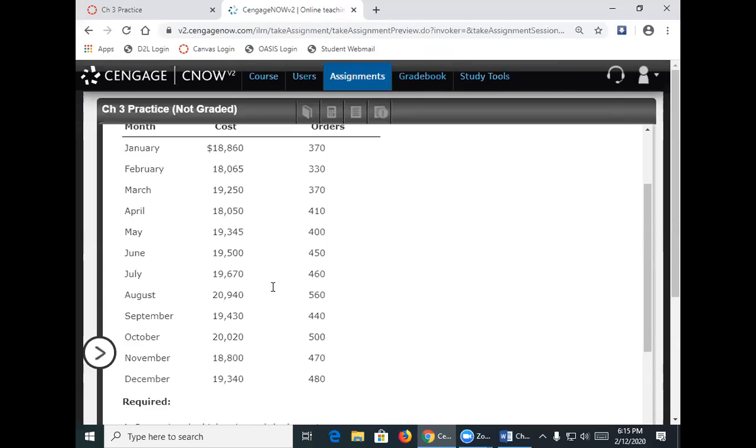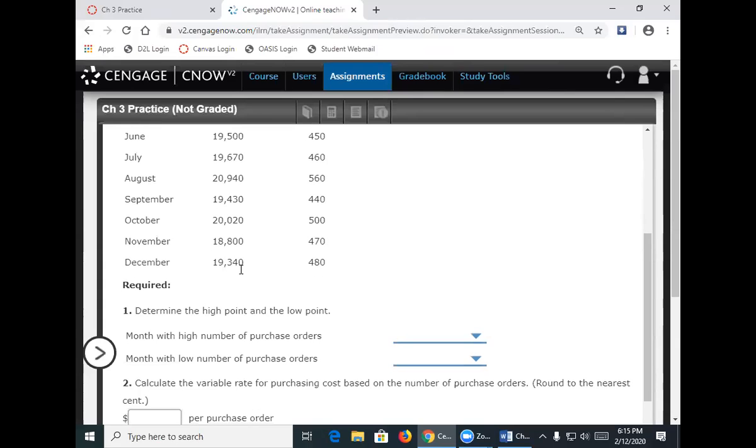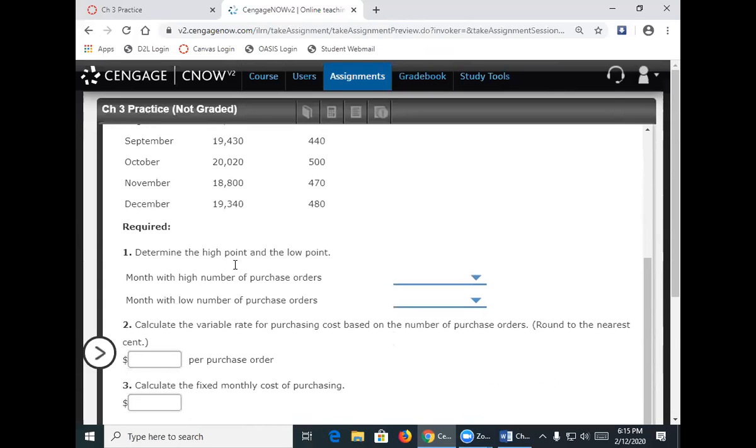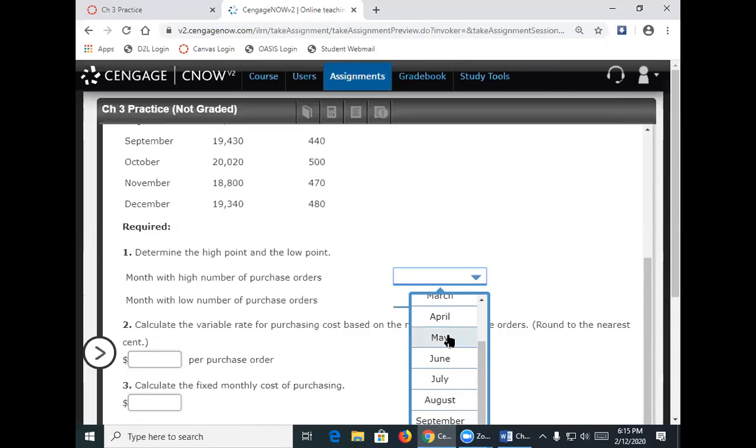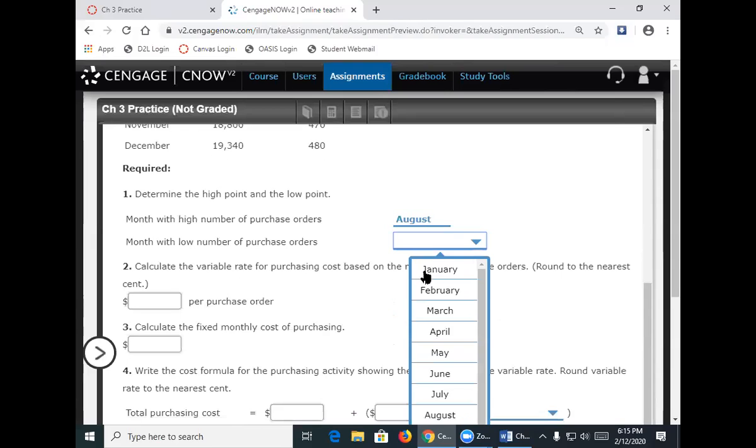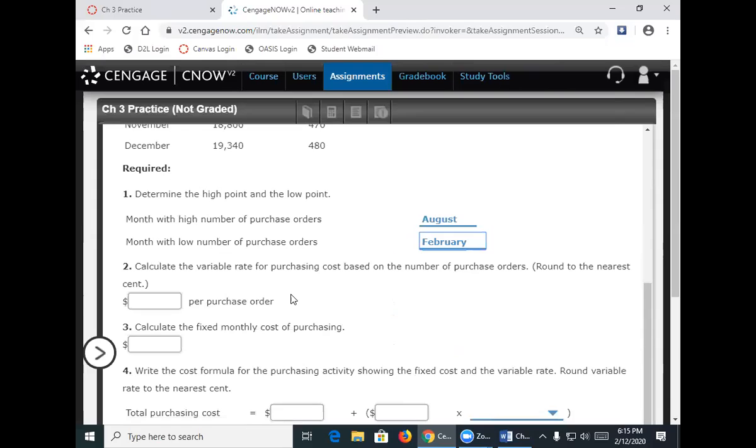I have all my costs, okay? So I kind of already did a lot of this, or we did. So determine the high and low point. Well, we already figured that. The high month was August, and our low month was February. And then we calculated our variable rate was $12.50 per purchase order. And then we just calculated our fixed monthly cost of $13,940.